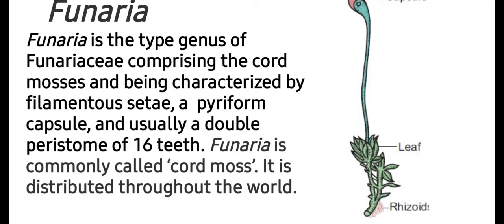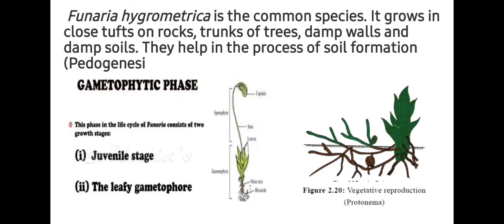Funaria is commonly called cord moss and it is distributed throughout the world. Funaria hygrometrica is the common species of the genus. It grows in closed tufts on rocks, trunks of trees, damp walls and damp soils. They help in the process of soil formation that is called pedogenesis.